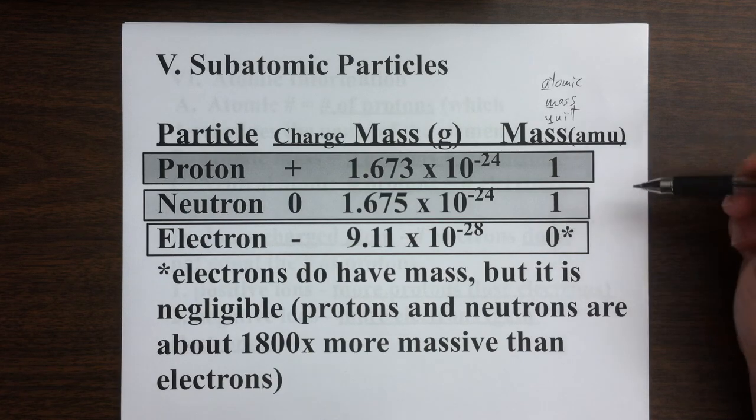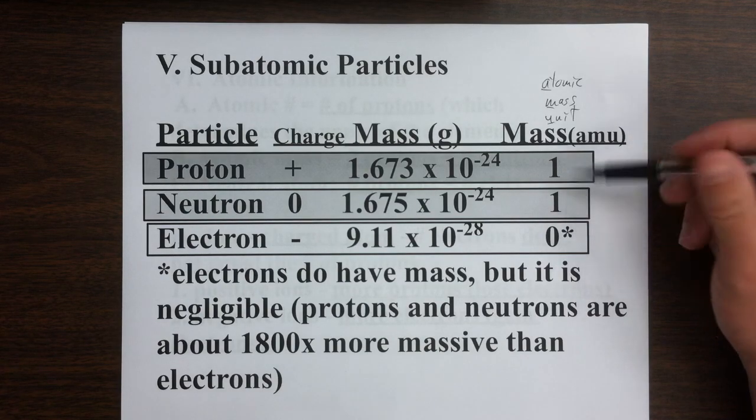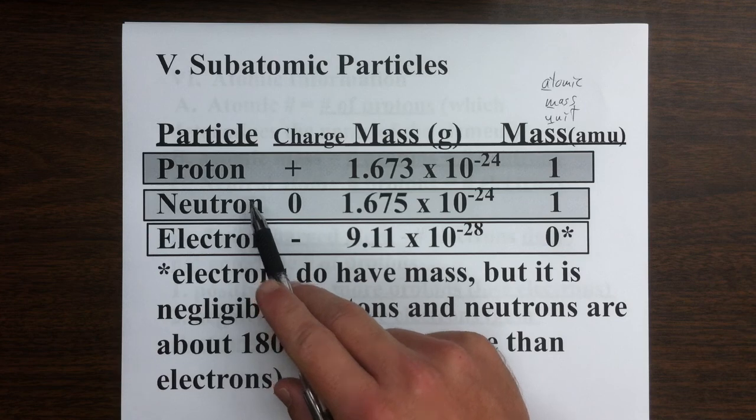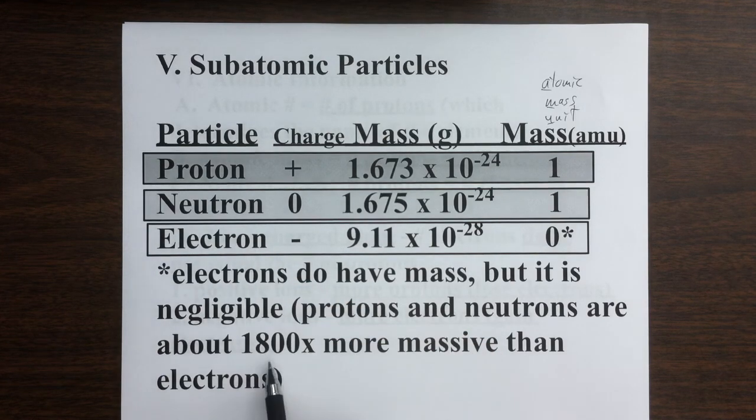So when we're looking at the overall mass of an atom, we only look at the protons and the neutrons. And we're going to ignore the electrons because they're about 1,800 times less than the protons and neutrons.